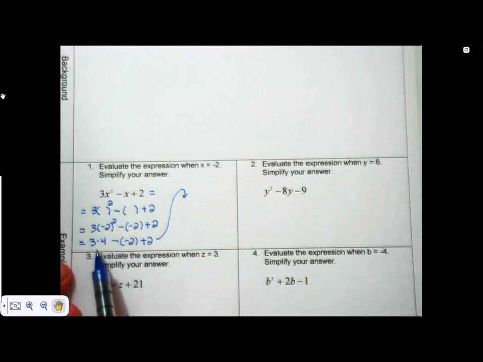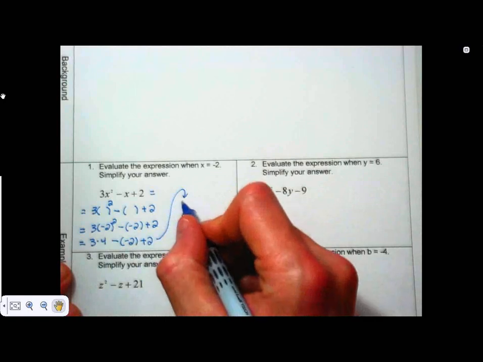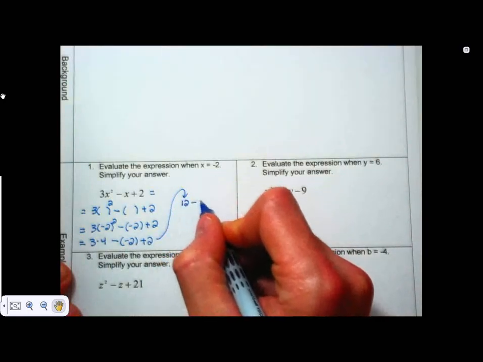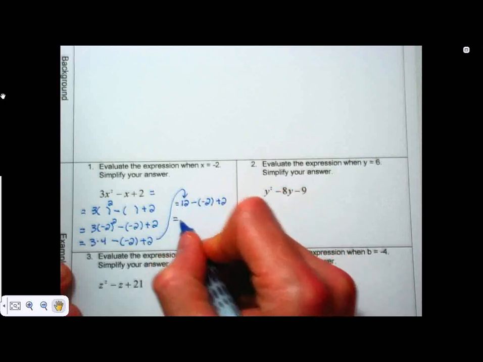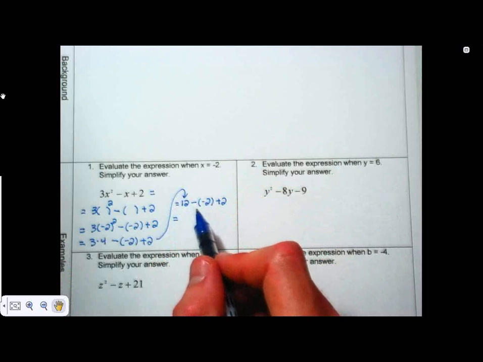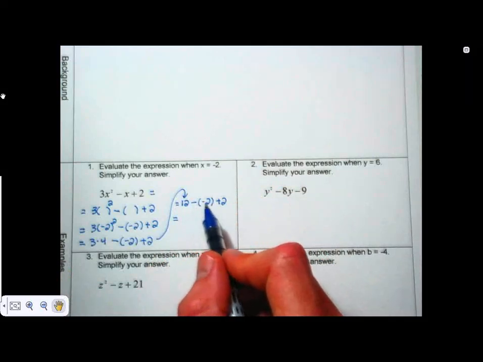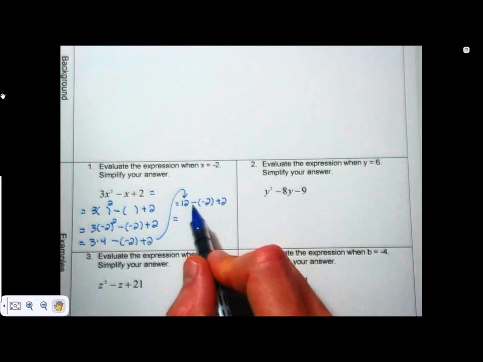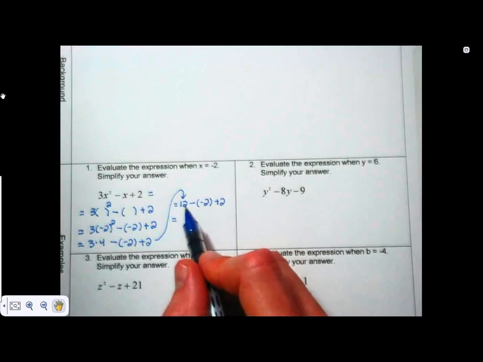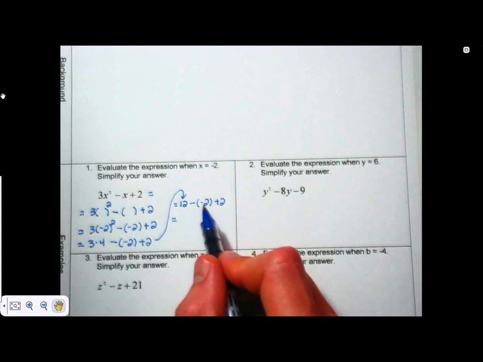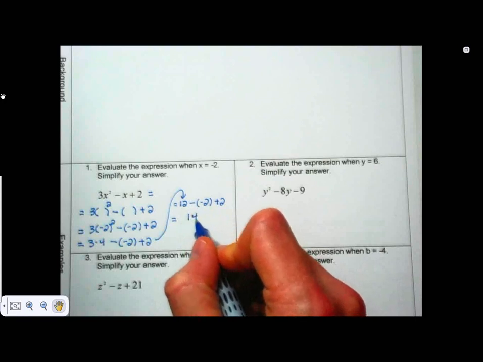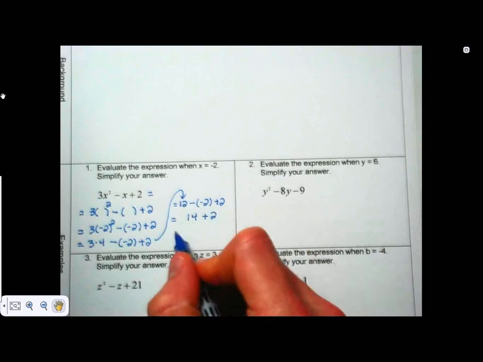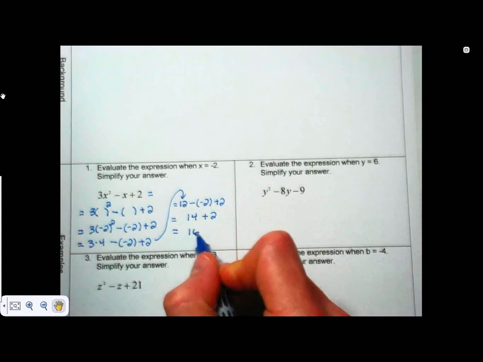And now the next step would be, well, I've got multiplication, subtraction, and addition. So multiplication is going to come next. So I've got 12 minus negative 2 plus 2. Next step is I do addition and subtraction as they appear from left to right. So I'm going to do this subtraction first. 12 minus negative 2, again, means that you have $12, somebody's taking away $2 of your debt. That's going to make you $2 richer, so you'll have 14 plus 2. Final answer is 16.